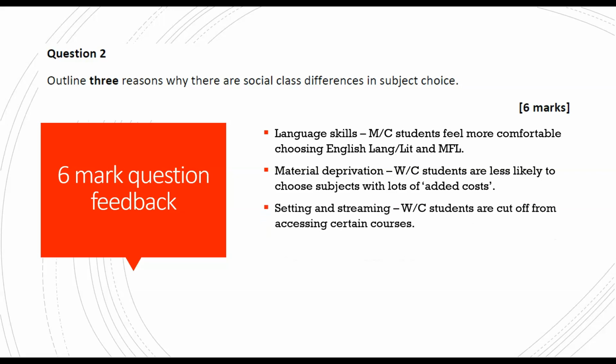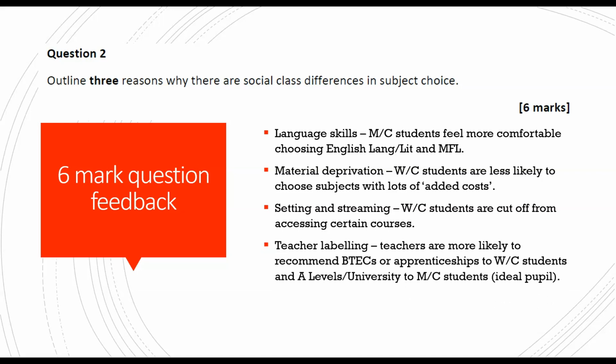Number 3, setting and streaming. As you guys know, working class students are more likely to be put in the bottom sets and streams, particularly in subjects such as maths, and this might cut those students off from accessing certain courses post-16. For example, if you're sitting the foundation tier GCSE paper, where the maximum grade you can get is a 4 or a 5, you can't go to sixth form and study a subject that needs a grade 6 in English. It's literally impossible if you're only sitting the lower paper. You can't access it.